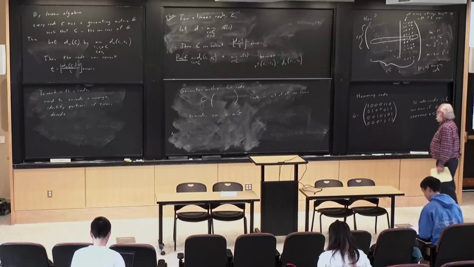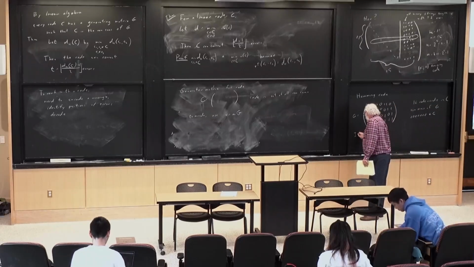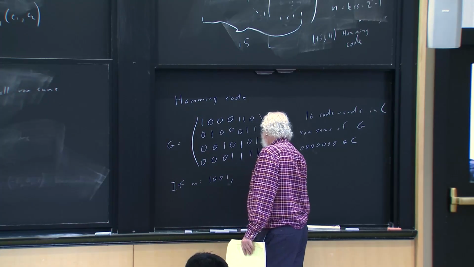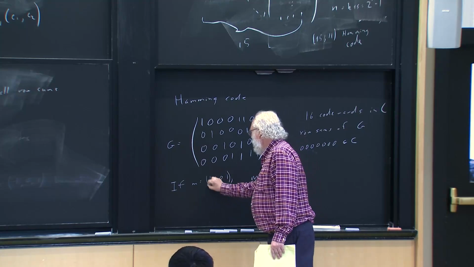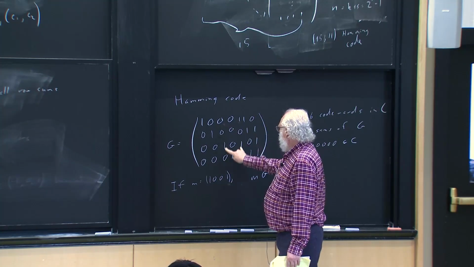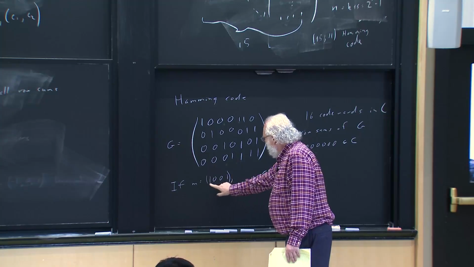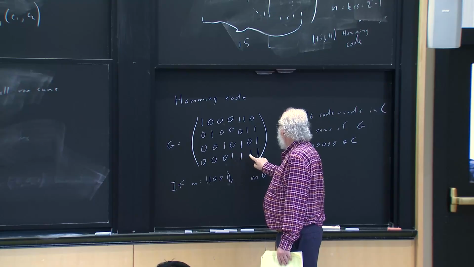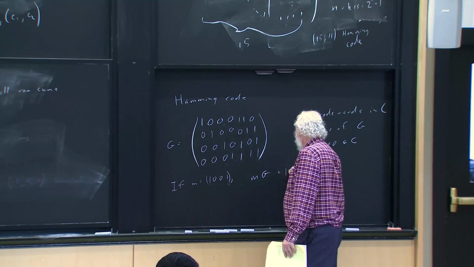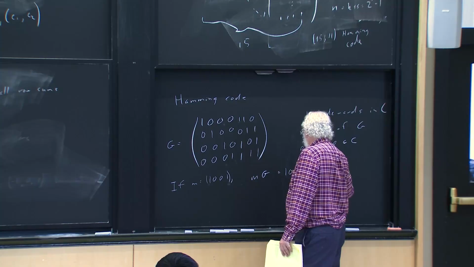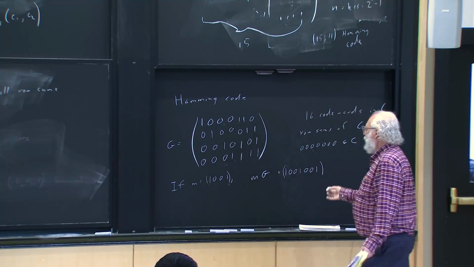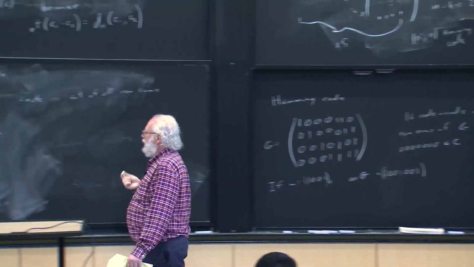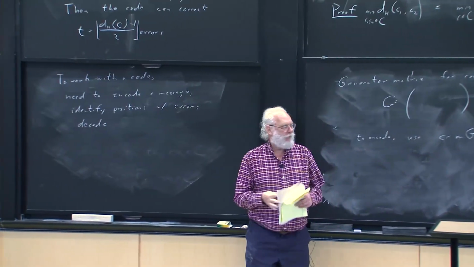So if M equals 1, 0, 0, 1, MG is the sum of the first row and the last row, because this is the first one and the last one, so it's 1, 0, 0, 1, 0, 0, 1. So encoding is easy. To decode, we need the parity check matrix.